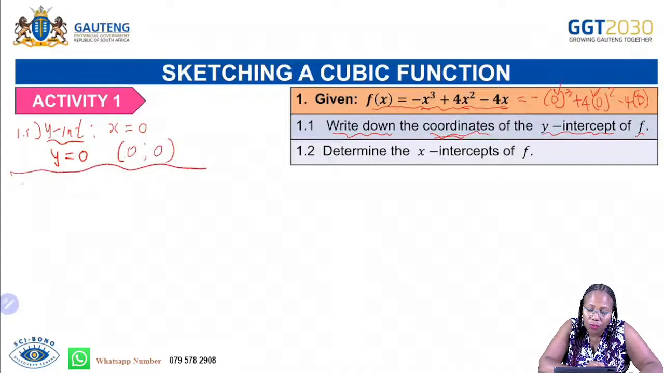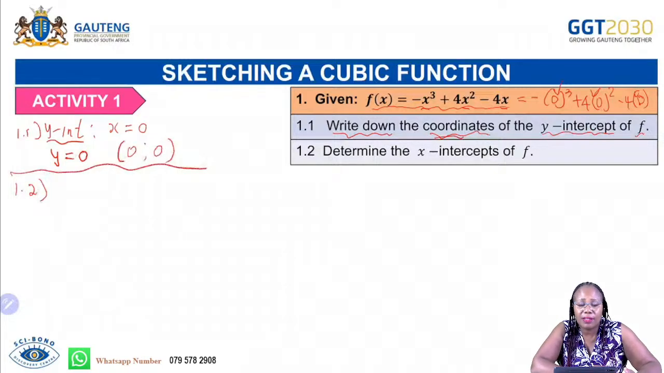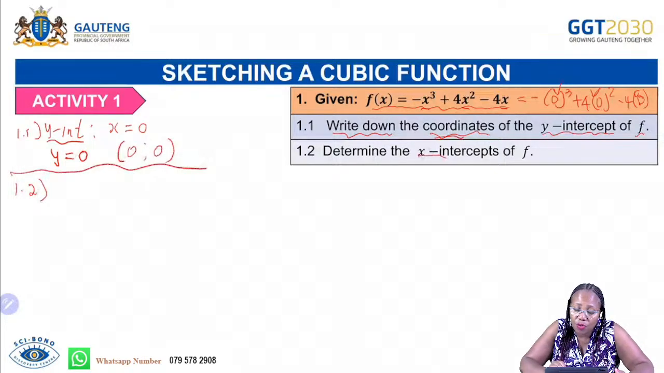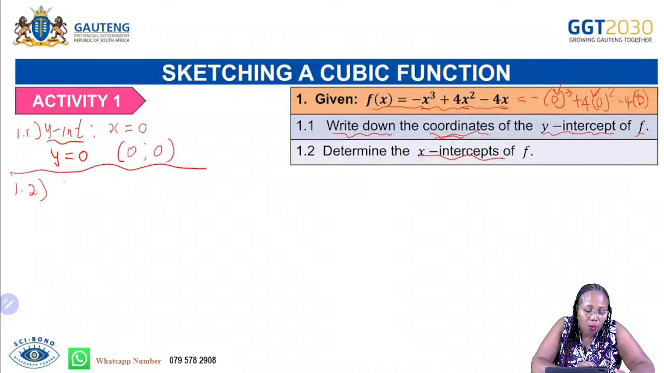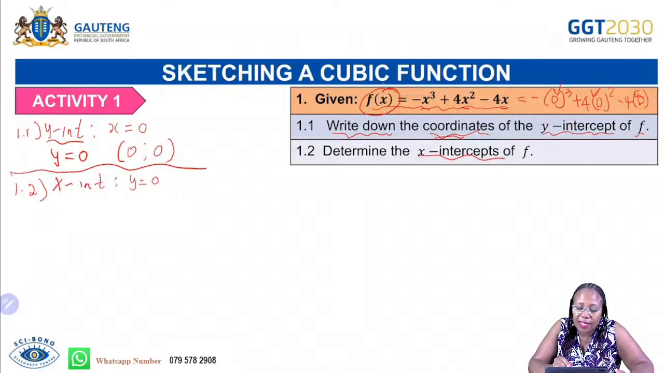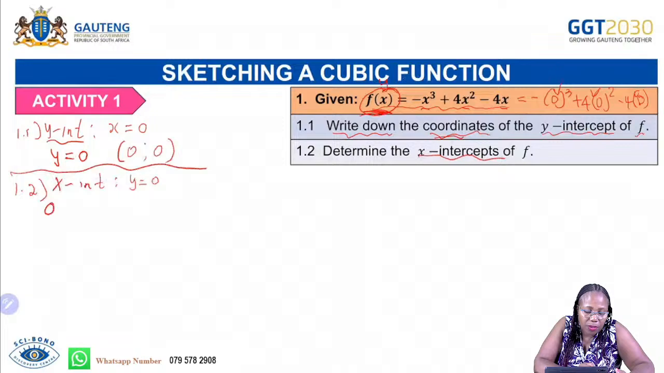And then 1.2, determine the x-intercept of f. We know that when you look for the x-intercept, we let y equal to 0, vice versa. Remember this f of x here stands for y. So if we let this be 0, then it will be 0 equals minus x cubed plus 4x squared minus 4x.